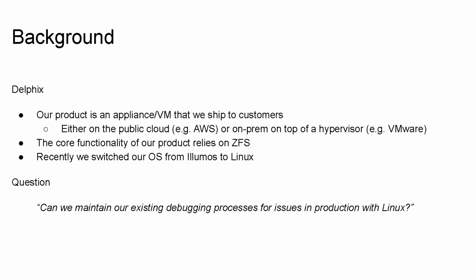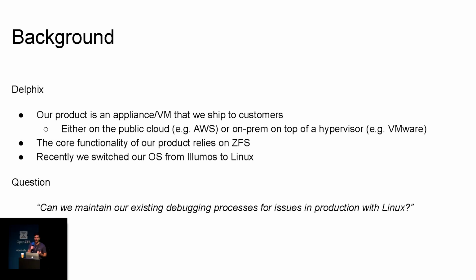appliance that's powered by ZFS, and our customers run either on the public cloud or on-prem on top of a hypervisor. And we recently did this switch where we were using Illumos and we transitioned our operating system to Linux. And one of the main questions that was brought up during this transition was, can we maintain our existing debugging processes that we have from Illumos for issues that we encounter in production with Linux?